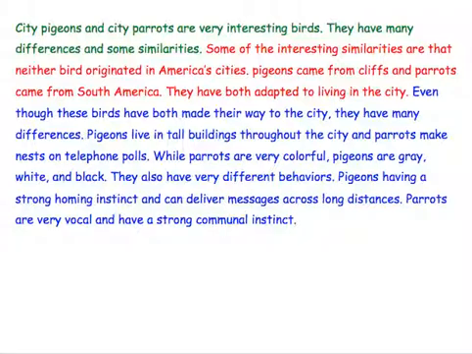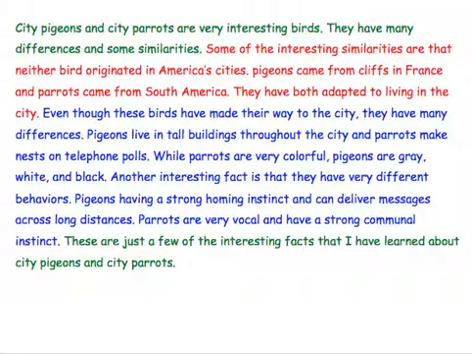And then you want a concluding sentence, because every good paragraph has a conclusion sentence. These are just a few of the interesting facts that I have learned about city pigeons and city parrots. So if you notice, I have my beginning and ending sentences, sorry. Part of my paragraph talks about their similarities and part about their differences. You're using different words, like "another", that's a good transition word: another interesting fact.